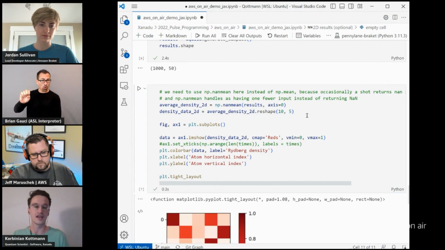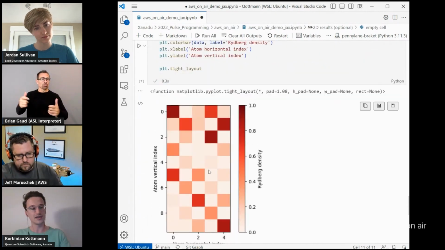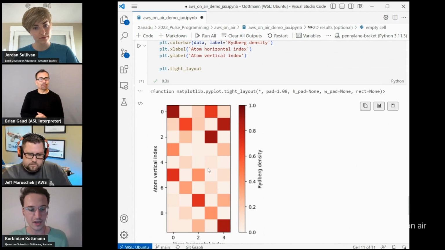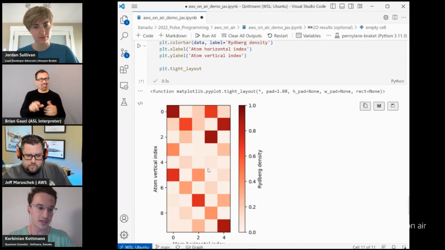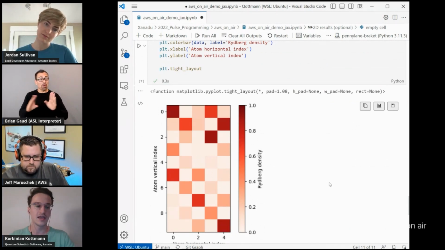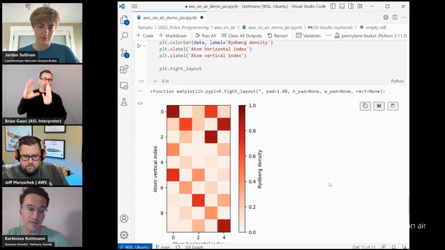And we can, again, look at the results. We see here a nice checkerboard pattern that we would kind of expect. We see some defects here and there. They are due to noise and due to boundary effects. But overall, we get the qualitative picture that we would expect from that quantum simulation.